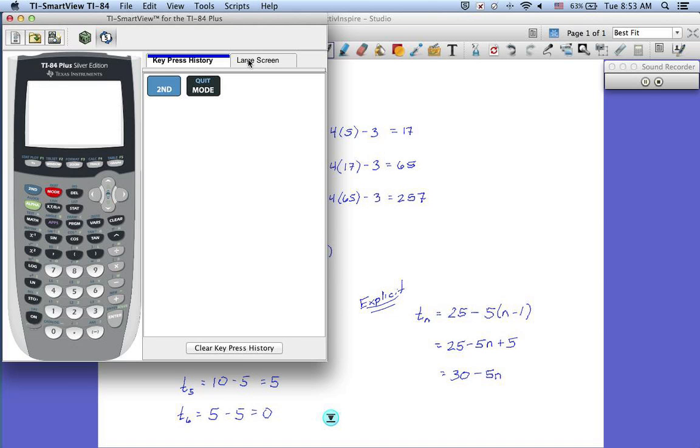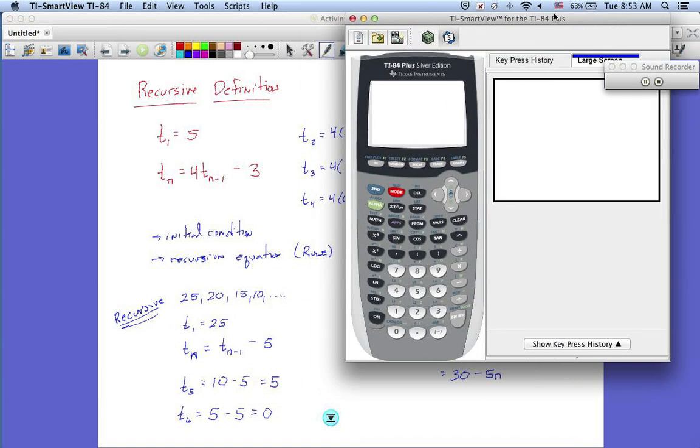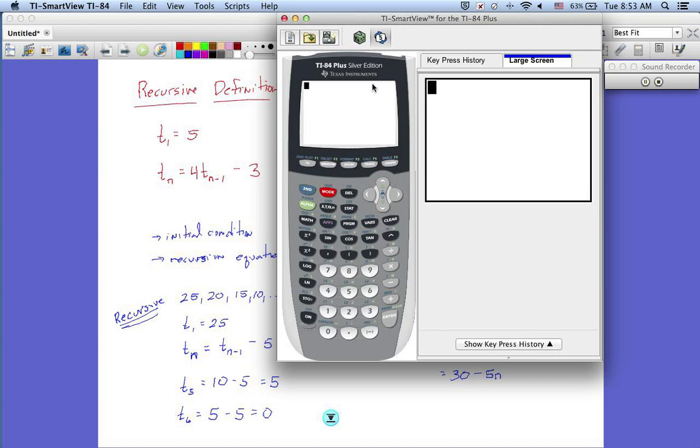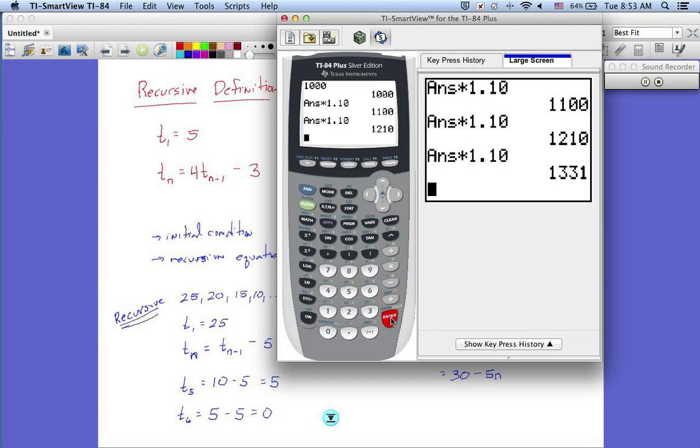So if you have your calculator handy, it'd be kind of beneficial to follow along here. So let's say you have a population of 1,000, and I'm going to hit enter here, and it grows by 10% every year. So recursively, I'm going to take the current population and multiply by that 10% growth, in other words, 1.1. There's 1 year later. So T1 is 1,000, T2 is 1,100, T3 is 1,210, T4, T5, T6, T7, T8, T9.